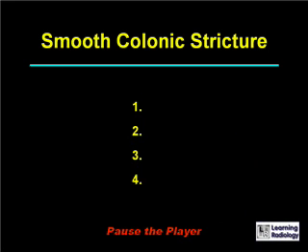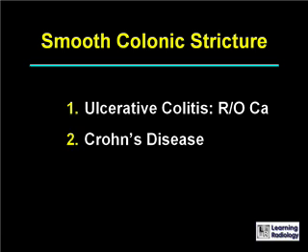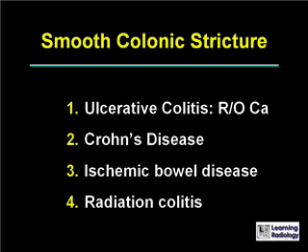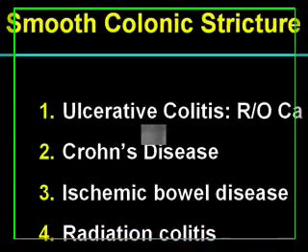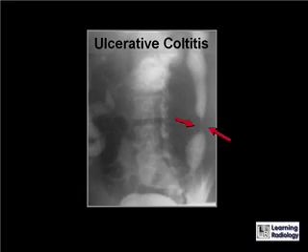The differential is for a smooth colonic stricture. There are 4 causes listed. The causes of a smooth colonic stricture can include ulcerative colitis, especially with a carcinoma of the colon, Crohn's disease, ischemic bowel disease, and radiation colitis. This is your next differential diagnosis.